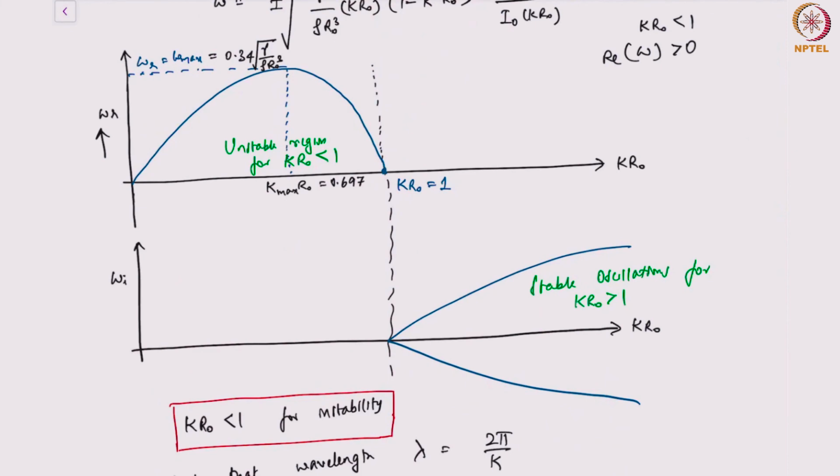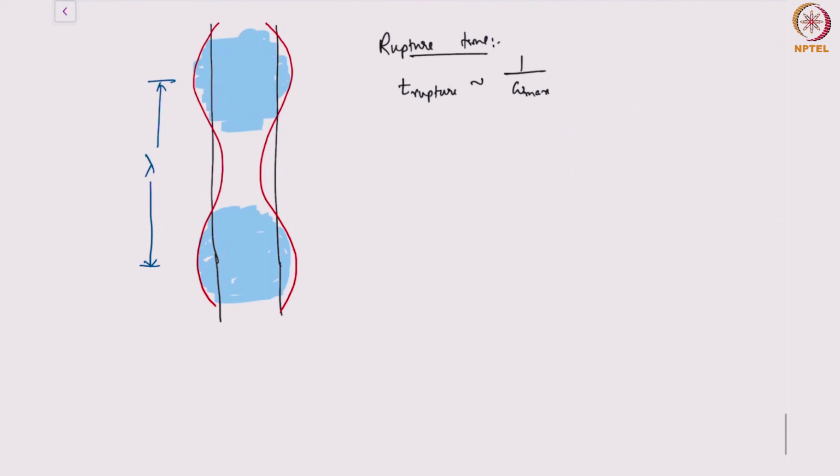This particular wavelength is sometimes, in the literature, referred to as the most dangerous mode. The most dangerous mode is the mode which will grow the fastest. And if you use the rupture time for the maximum growth, the rupture time will turn out to be something like 2.9 square root of rho r naught cube by gamma.